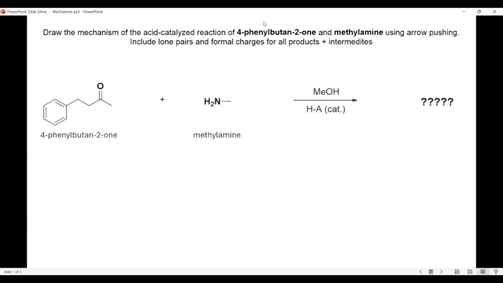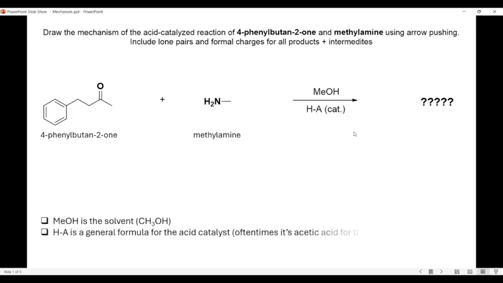Hopefully, with your IUPAC nomenclature, we can deduce that this compound here is 4-phenylbutan-2-one. And this is methylamine. Methanol here is just a solvent, and HA is a general formula for an acid. Oftentimes in this reaction, fun fact, acetic acid is used as the acid catalyst, but that's neither here nor there. I just thought I'd add that bit of trivia.